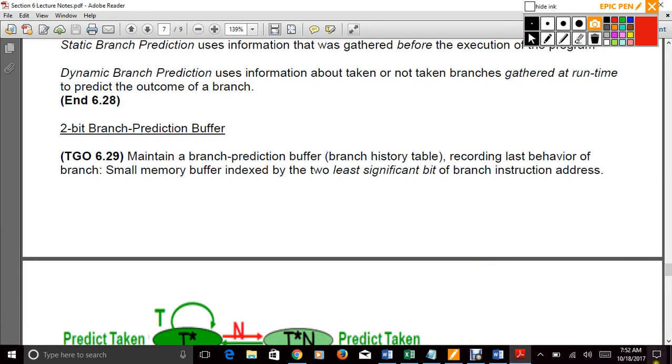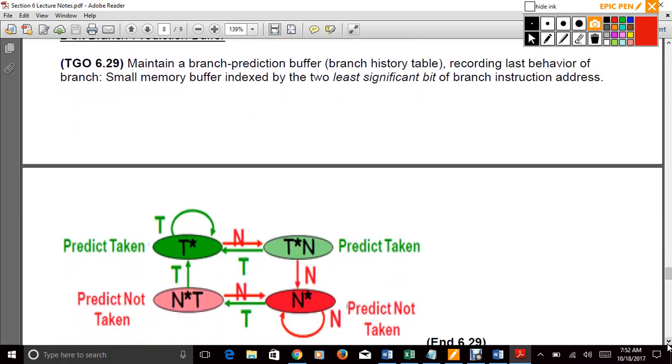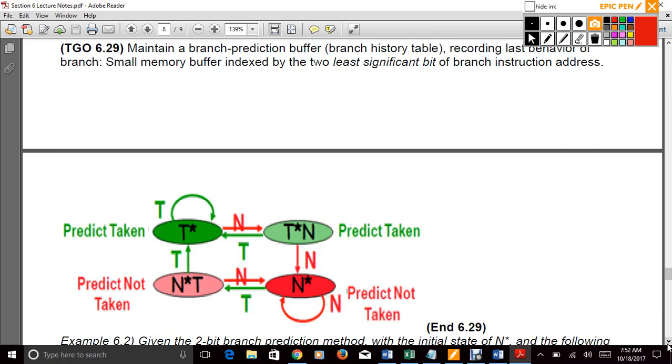So let's compare a branch prediction finite state machine versus the actual definition. So we have taken star, which is where we're going to start. You have T star, N star T, and N star N. So if we start with the initial state of taken, in order to actually predict that the branch is going to be not taken, we have to get 2 consecutive branches that are not taken, right?